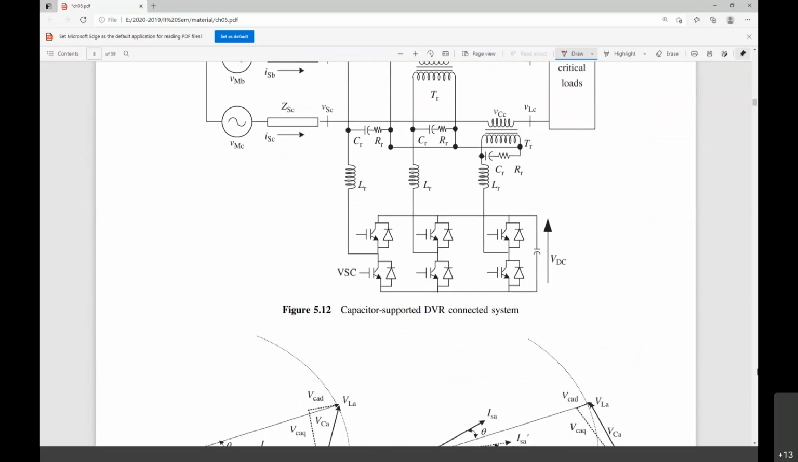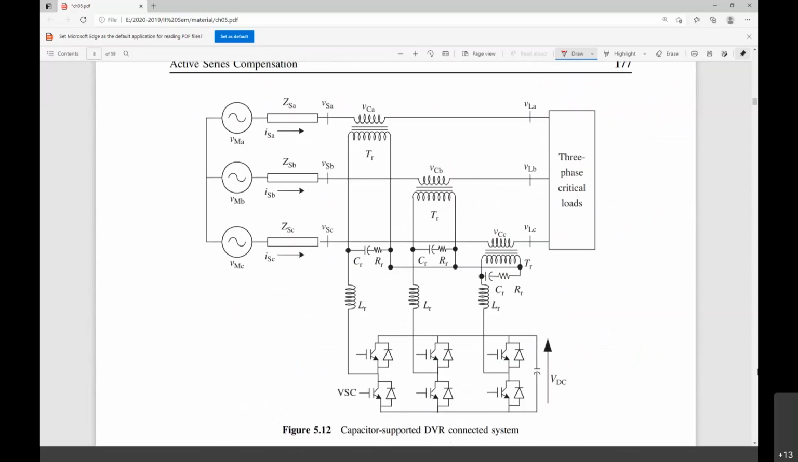This is about the capacitor supported. They have given over here the filter also. Earlier the filter was not there. Here now it is a filter which is of CR and LR. Even in the practical applications, this resistance is not required also. The wiring resistance itself is more than enough over here.